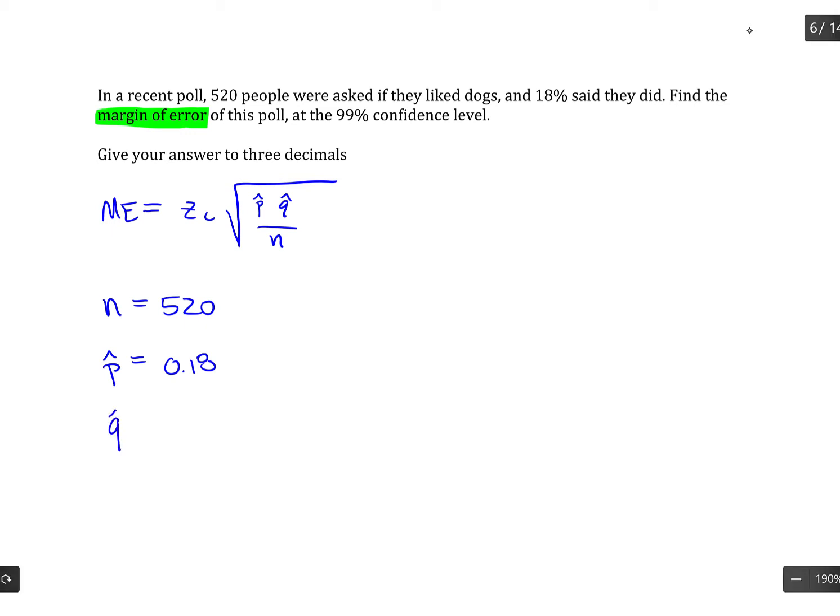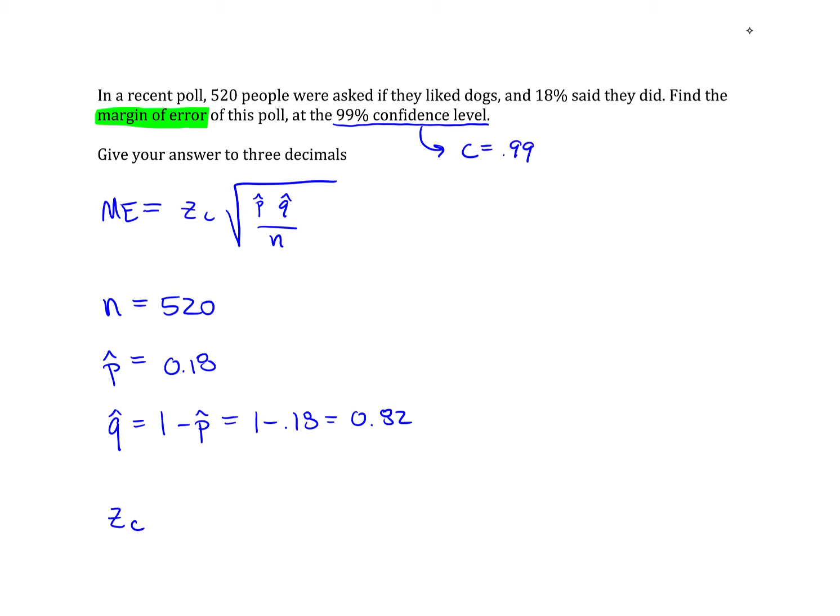P and Q are always related as complements. So Q is just whatever 1 minus P is, so 1 minus 0.18 or 0.82. And then we need to come up with the value of z sub c. This is a critical value based off of the given level of confidence. And we were asked to use a 99% confidence level. So that means the level of confidence is 0.99.